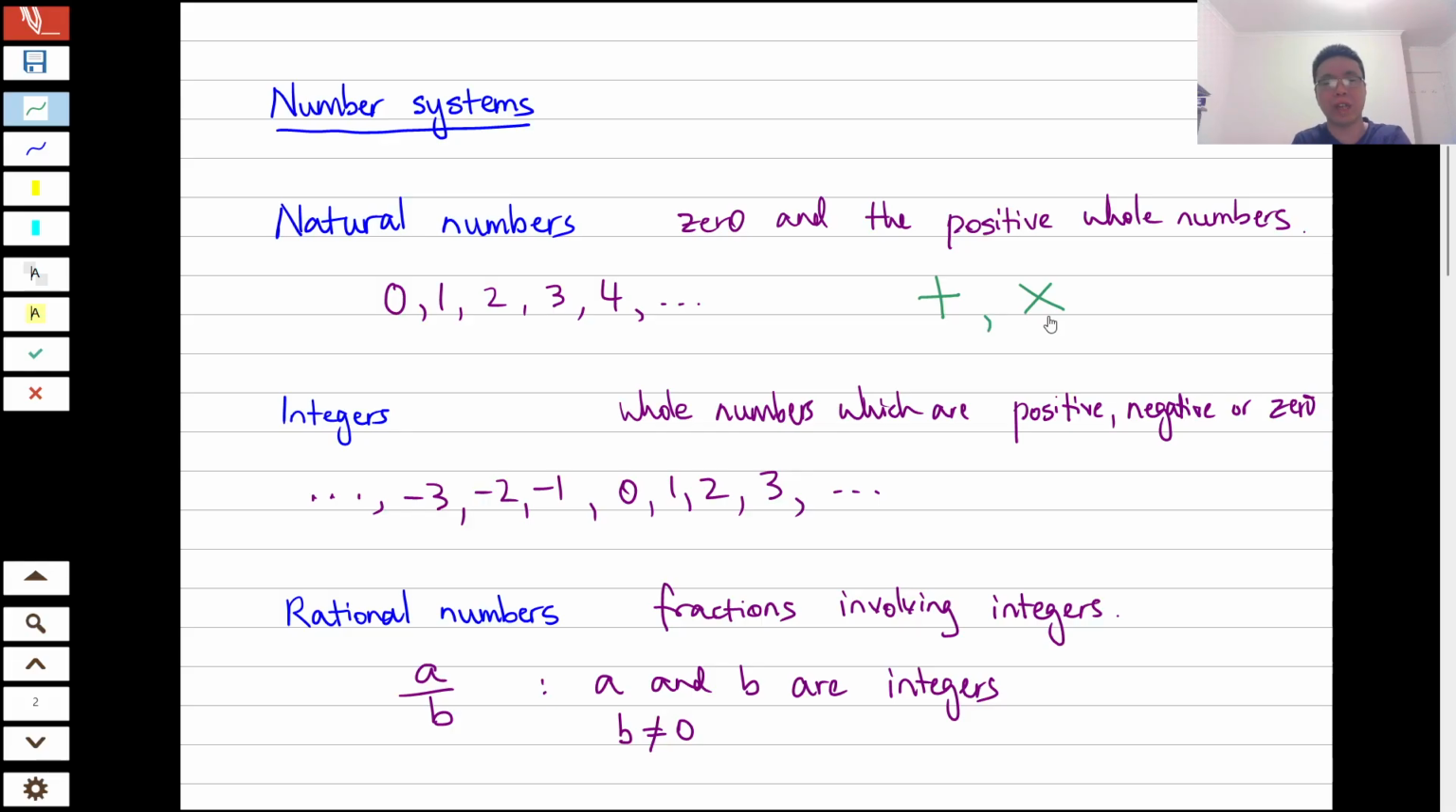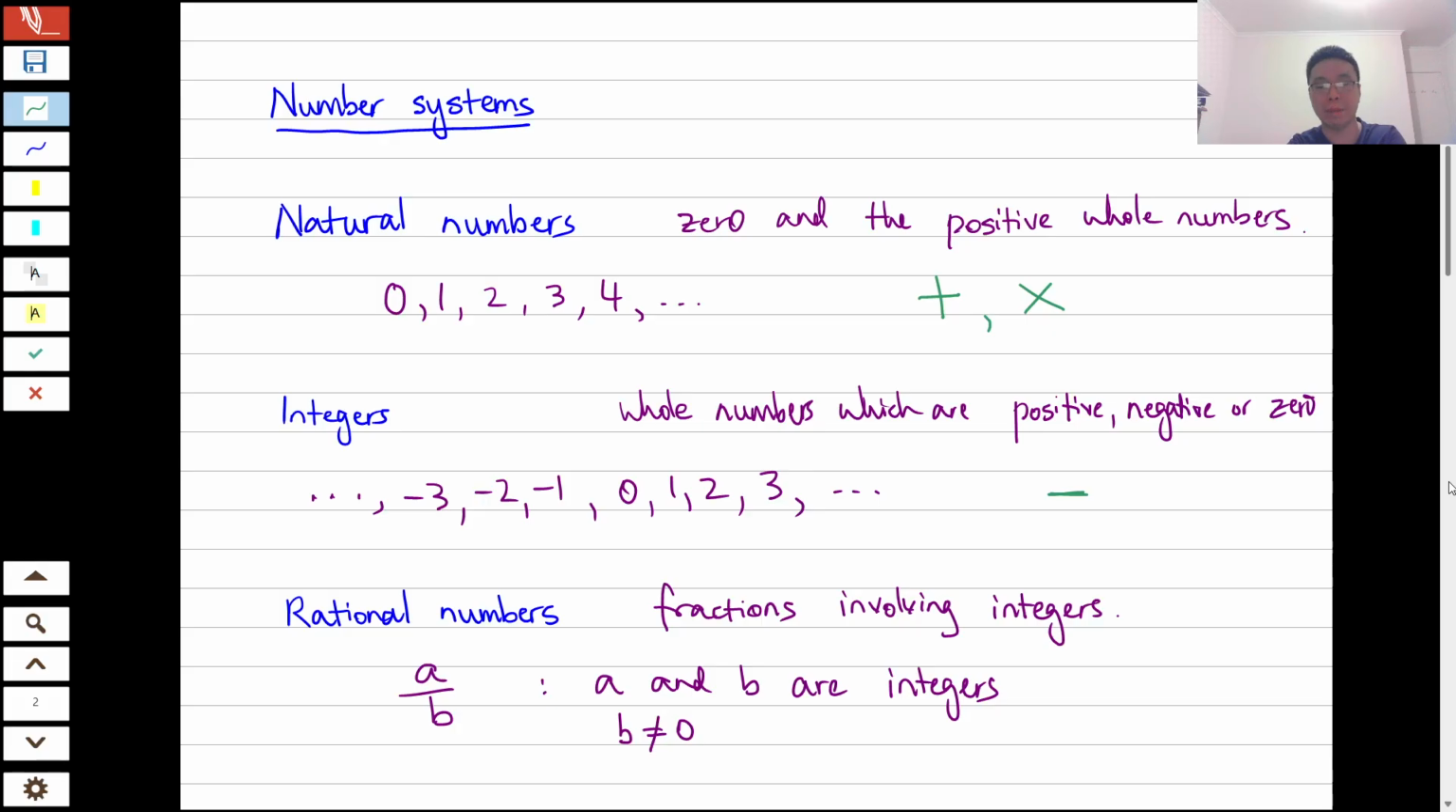Because if I take two natural numbers such as 1 and 3, if I try to take 3 minus 1, I get 2, another natural number. But if I try to do 1 minus 3, I can't get another natural number. In order to introduce subtraction, I need to move to the integers. And now I can take any two integers, perform subtraction, and get another number which is also an integer.